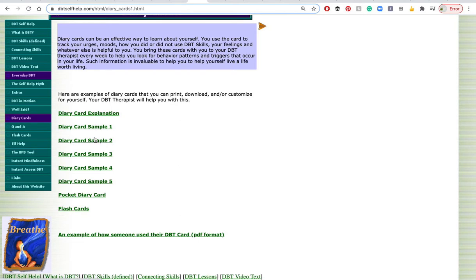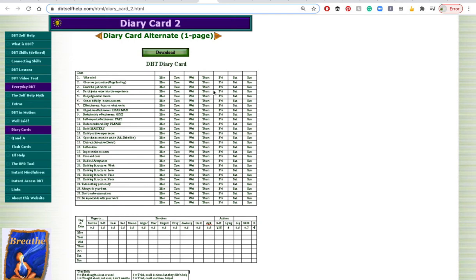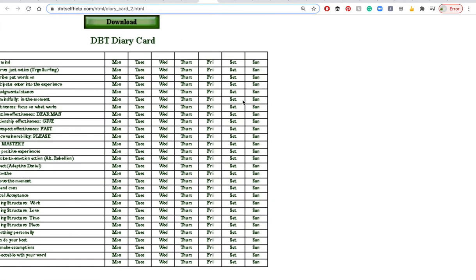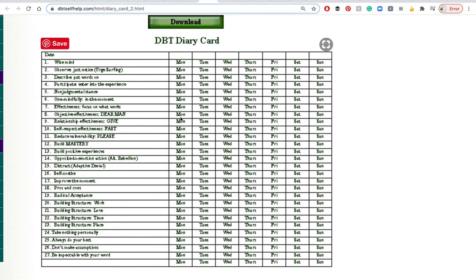So that was sample 1. We are moving to sample 2. I'm going to zoom in a little bit because even my eyes with glasses struggle, and the website is undergoing a remodel to make a lot of this more clear and more easily downloadable. So this is a diary card.